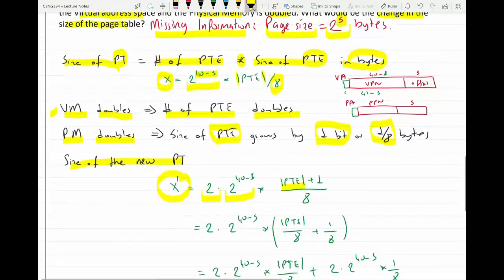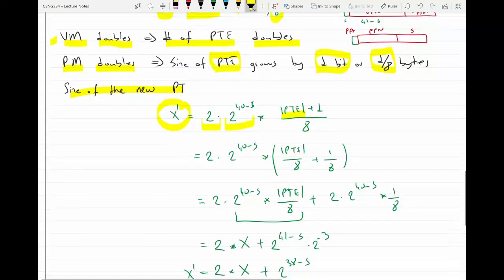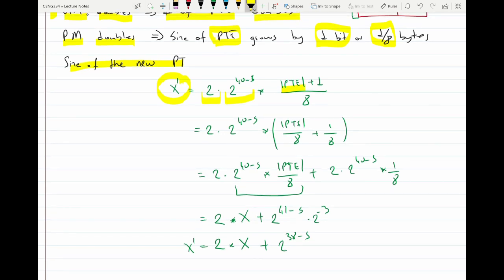And as a result, if you do the multiplication, this remains the same, and we split that into 2. Now when you do the multiplication, you can realize that this term equals X. And when we do the rest of the multiplication, then we end up seeing that X prime is effectively 2 times X plus 2 to the power 38 minus s.